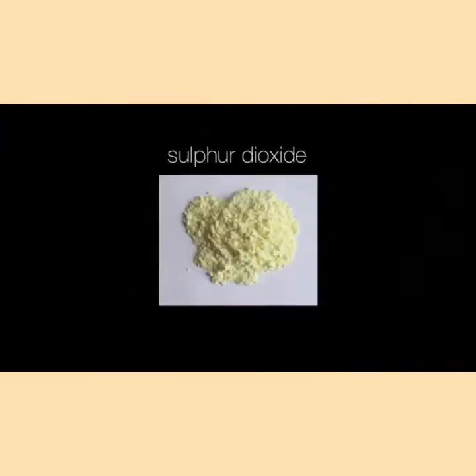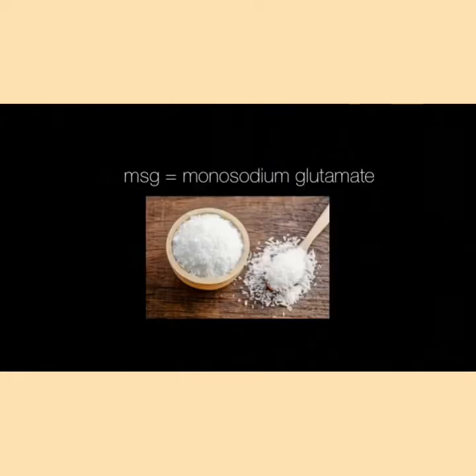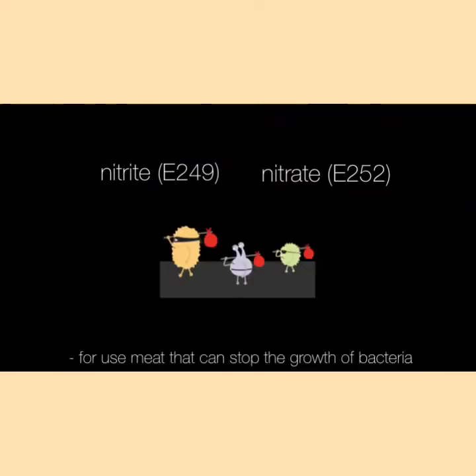Besides, sulfur dioxide. Although sulfur dioxide may be dangerous, it is permissible to use it on certain foods at a certain amount. Sulfur dioxide is also used as a bleaching agent to prevent a fungal attack. Okay, the last one is MSG, which is monosodium glutamate. Other than being used as a flavor enhancer, it also acts as a preservative to keep foods long-lasting. For example, nitrate E249 and nitrate E252 for use in meat can stop the growth of bacteria.